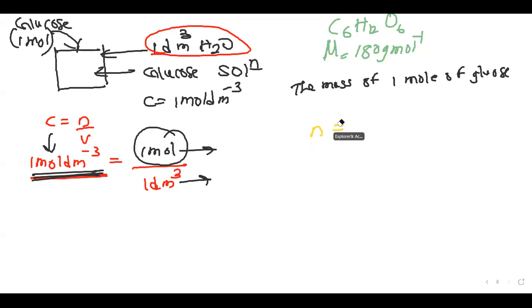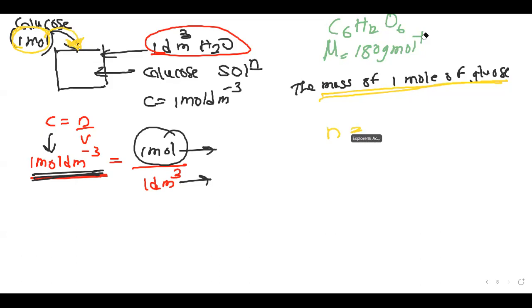Concentration equals number of moles over volume. In the question, the number of moles is only 1 mole. 1 mole of glucose is the mass of 1 mole of glucose. So the unknown is the glucose mass, the mass of 1 mole.